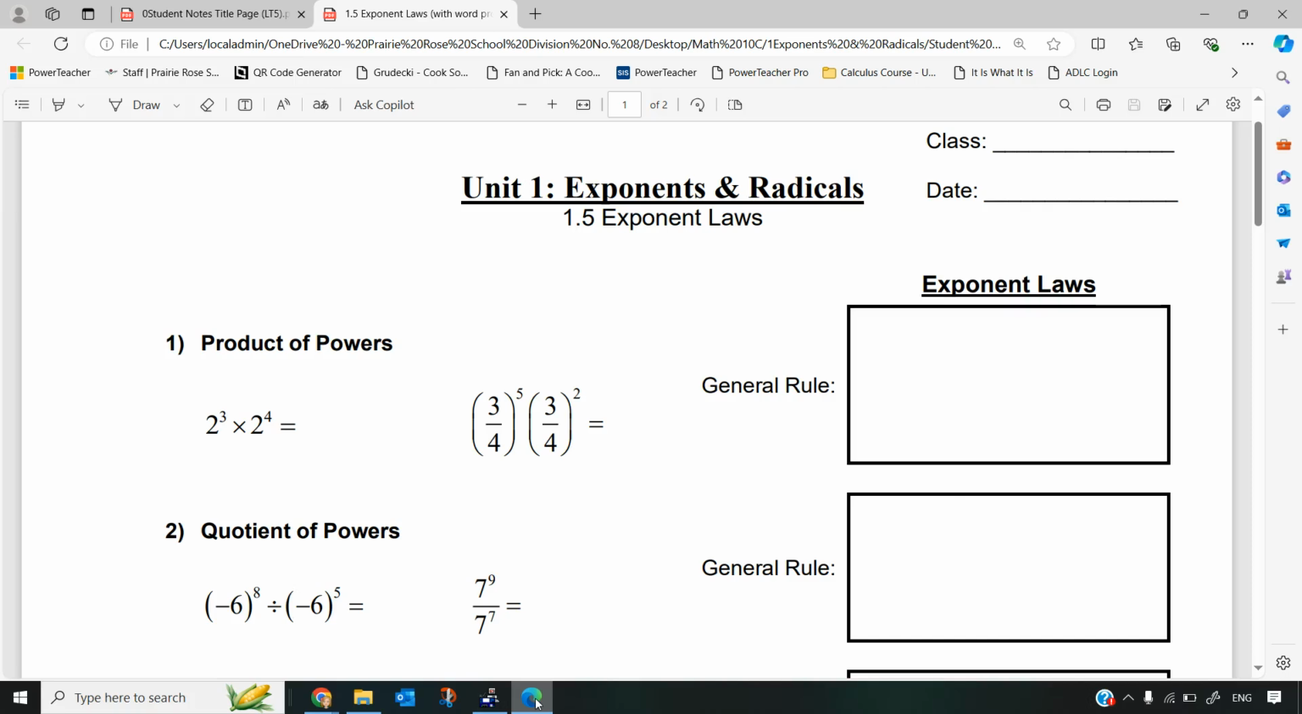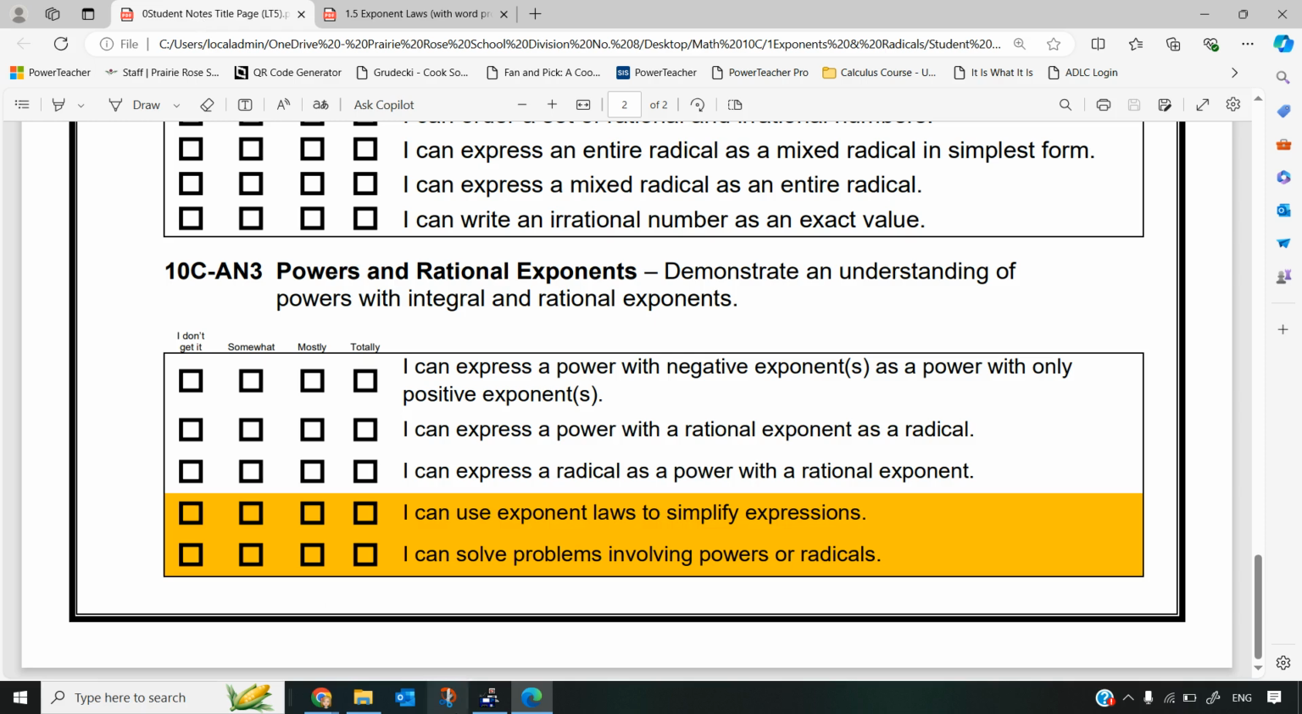Welcome back. Today we're going to be looking at topic 1.5, exponent laws. Again, let's start with our learning targets. So by the end of today's lesson, you should be able to use exponent laws to simplify expressions and also solve problems using powers or radicals.